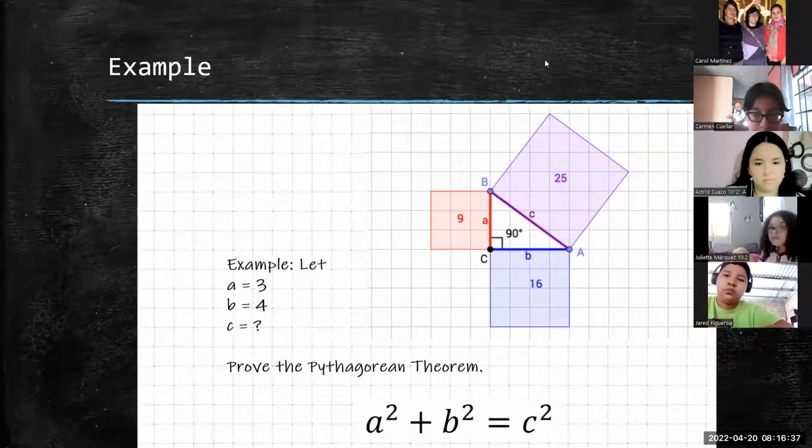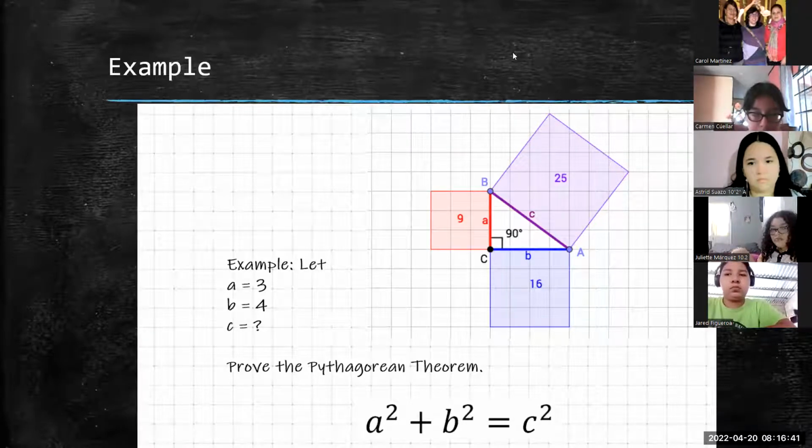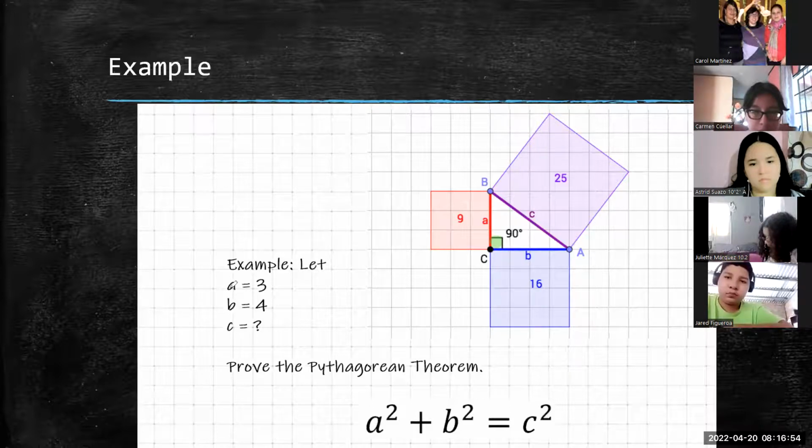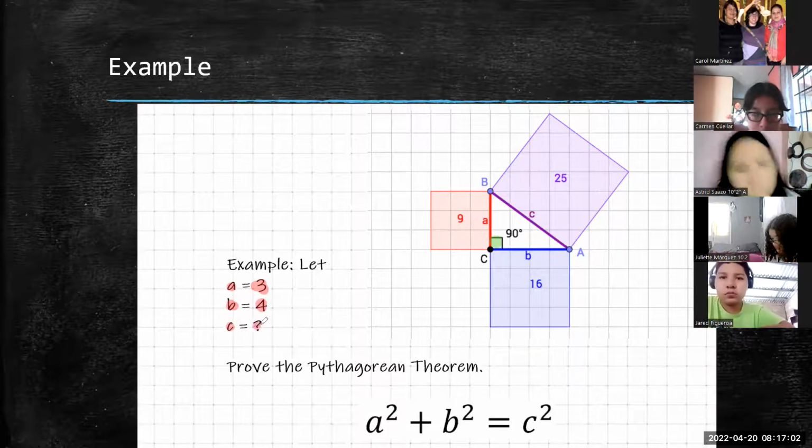We have a right triangle. I know that it's a right triangle because I recognize the angle of 90 degrees. Okay? And then I see they're giving me a leg A equal to 3, the leg B equal to 4, and they're asking me to find the hypotenuse.